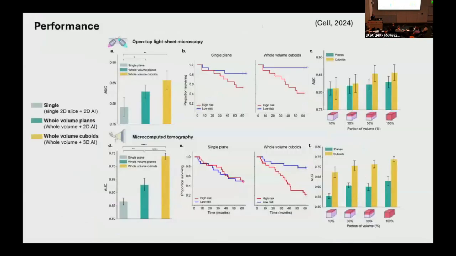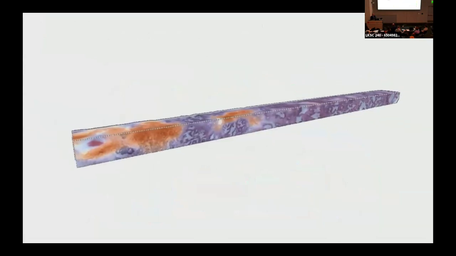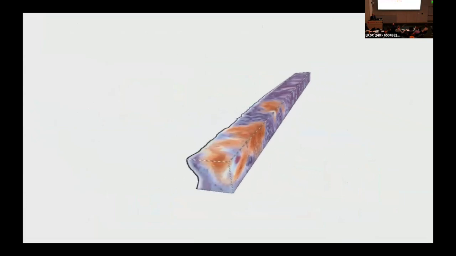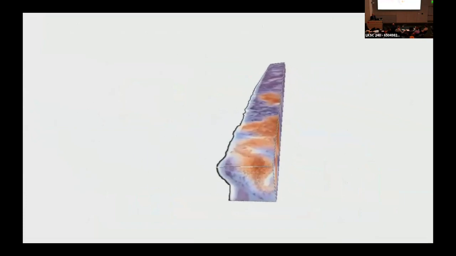But overall, our results showed for this prostate cancer cohort that both for an open top light sheet microscopy setup, as well as the microcomputed tomography setup, and we used more of the tissue volume, we were better able to separate patients into distinct risk groups. And of course, once this is done, you can go in and look at these heat maps, which are in 3 dimensions, pointing to regions that the model might be using in making its assessments.